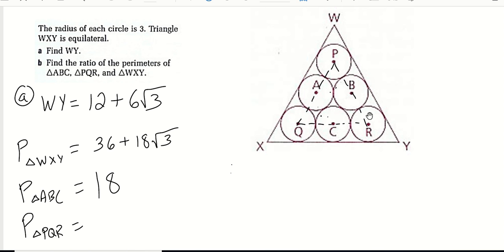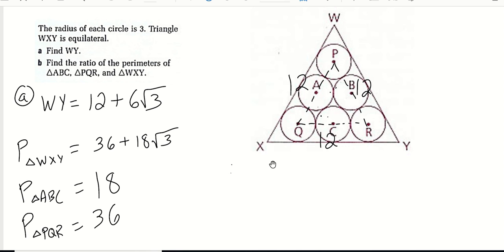You can check me on that if you want to, but that is 6. This is 6. That'd be from R to B is 6, from B to P is 6, from P to A is going to be 6, and from A to Q is going to be 6 as well. So we have 12 for each side. All right, so let me write that in there. So the perimeter of triangle PQR is 12 plus 12 plus 12, or 36.